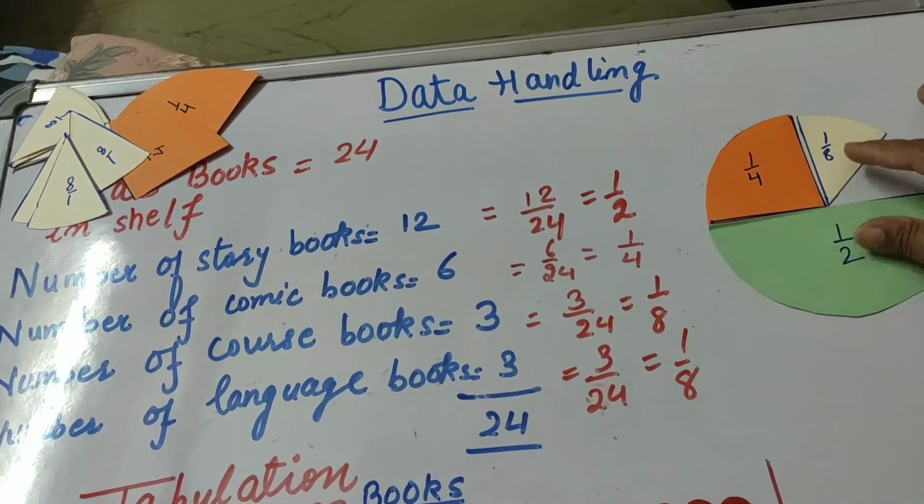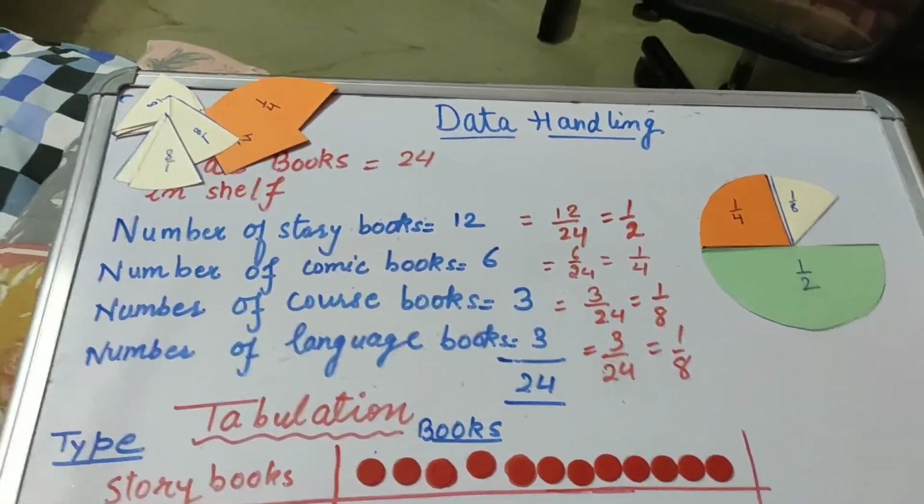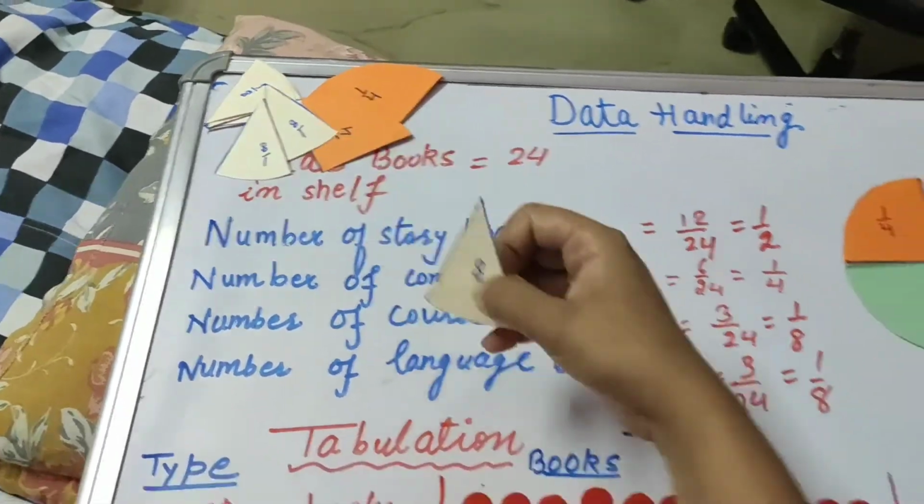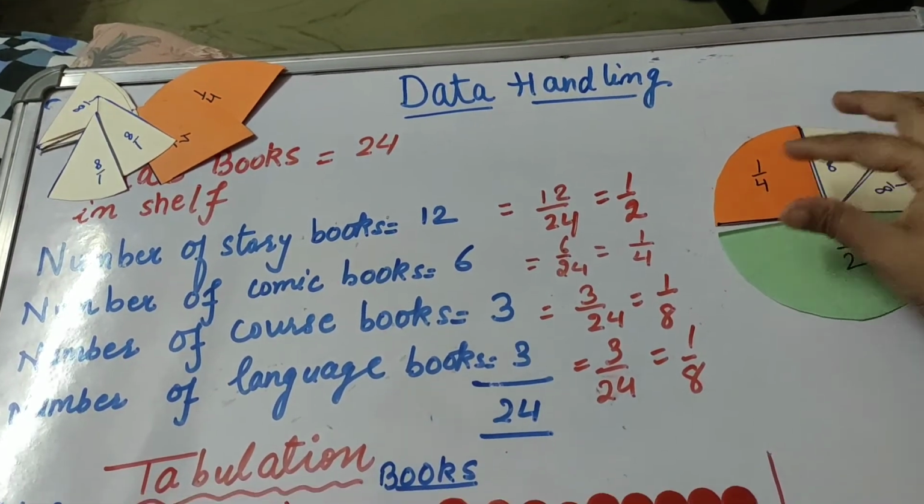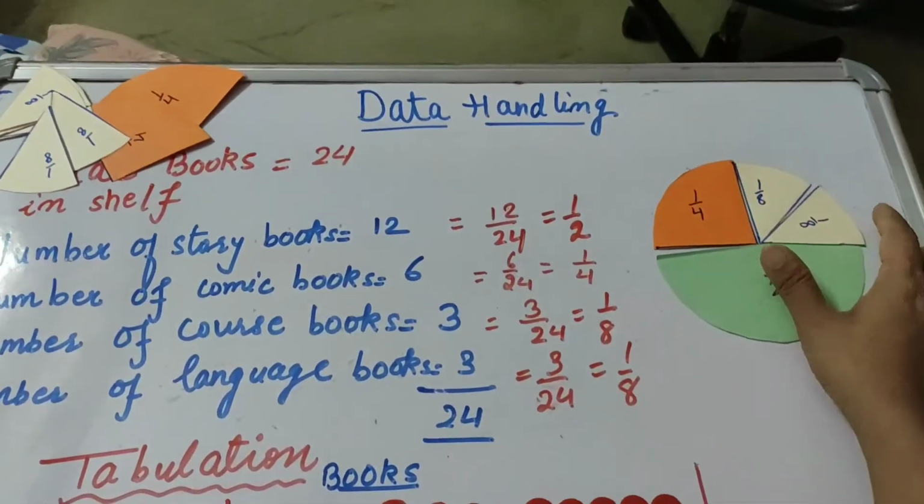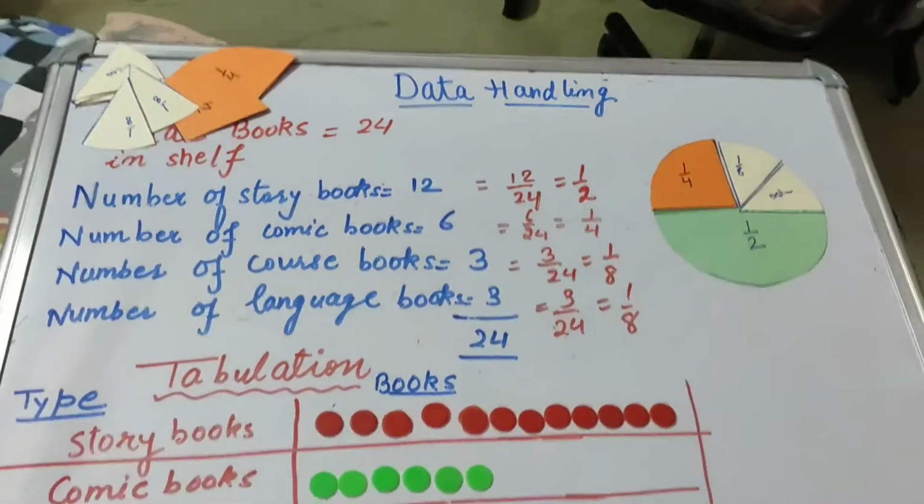Okay. Now my language books are 1/8. Now this is my 1/8. So this completes my whole, and this is a pie chart that I've created using a fraction kit.